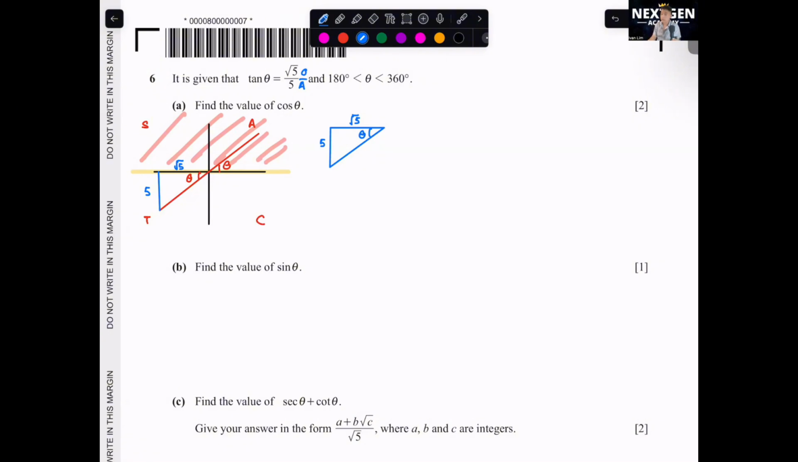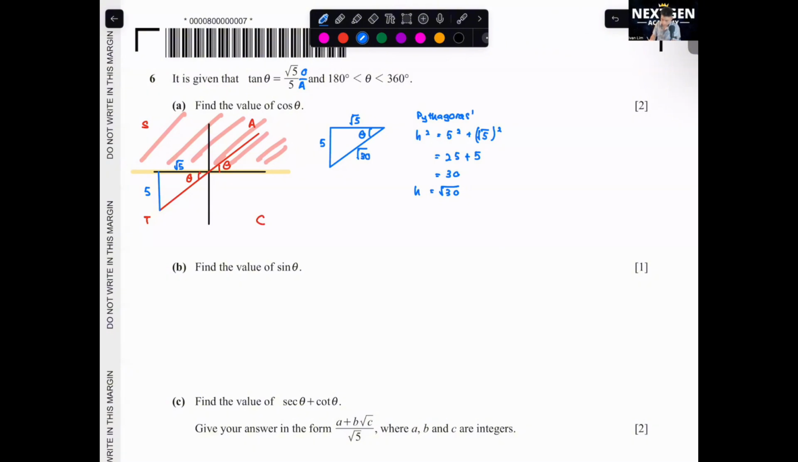Okay, so let's use Pythagoras theorem to find the hypotenuse first. Let's call this H. So using Pythagoras theorem, we will take H squared equals to 5 squared plus root 5 squared. What's root 5 squared? This is 25 plus 5, which is equals to 30. H is equals to root 30.